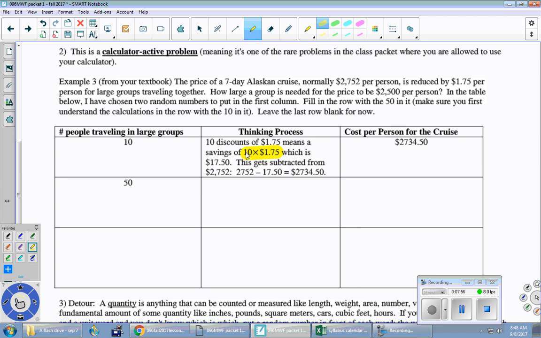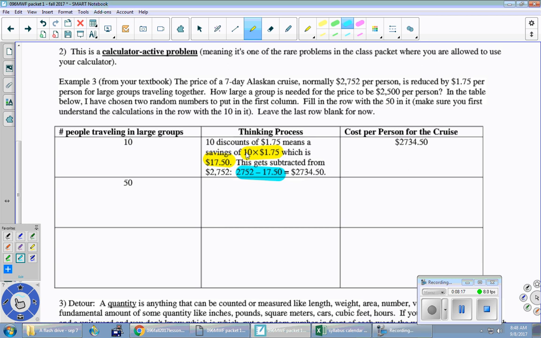Yeah, the total cost, the original cost, was $2,752. And now it's going to be discounted by $1.75. I'll highlight that again in yellow. And so the last step here is to subtract $2,752 minus the $1.75. Turns out that's $2,734.50. And that is the cost per person, okay?